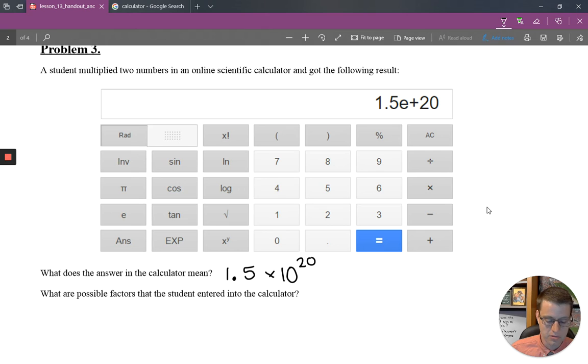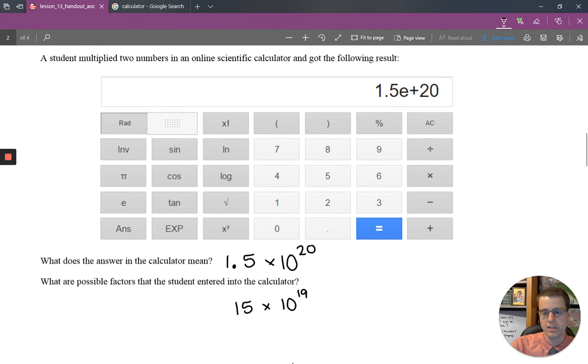And when you look at possible factors, I'm looking at that 1.5, and I'm thinking that's close to 15. Well, if I move this decimal over once, this should be like 15 times 10. This got bigger, this gets smaller, to the 19th. What are some numbers I can put in there to get to 15 and 10 to the 19th? Well, for the 15, I can look at that as being 3 times 5.